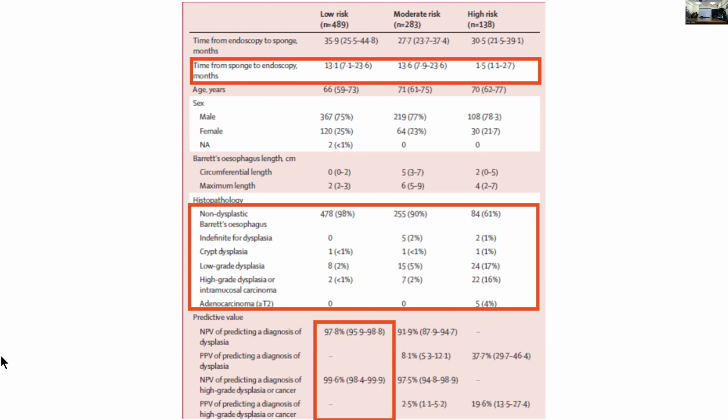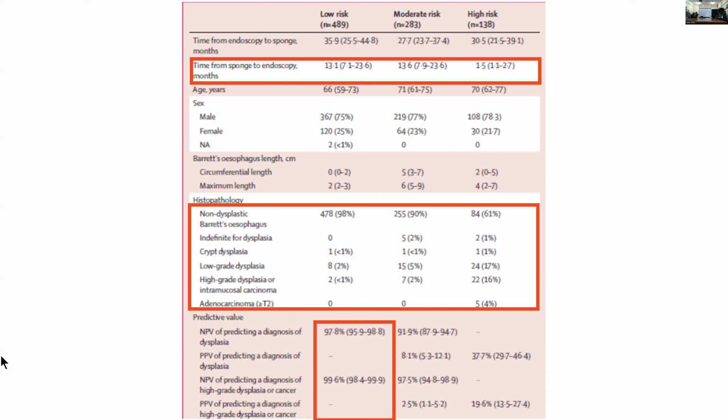Out of the low risk group, 98% at follow-up had only non-dysplastic Barrett's. 2% did have dysplasia, out of which 1% had crypt dysplasia, which is a form of low grade. 8 were classified as low grade, and only 2 patients, or less than 1%, were classified as high grade dysplasia. And there were no patients in the low risk group who had adenocarcinoma. Now, in the high risk group, 60% of the patients who were called high risk actually had non-dysplastic Barrett's, and about 4% of them went on to develop adenocarcinoma. 17% and 16% developed low grade and high grade dysplasia, respectively.